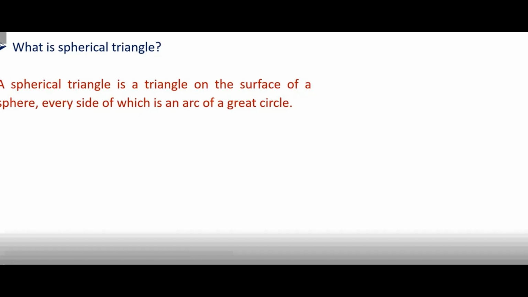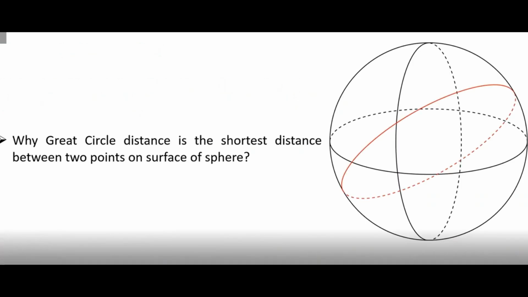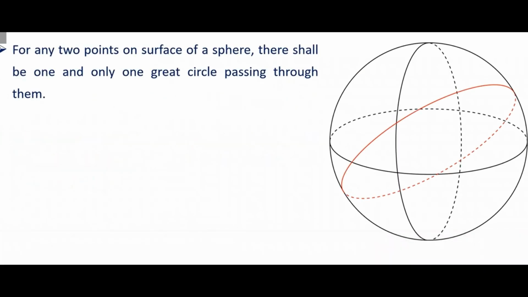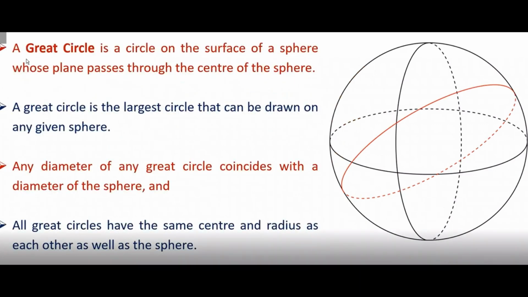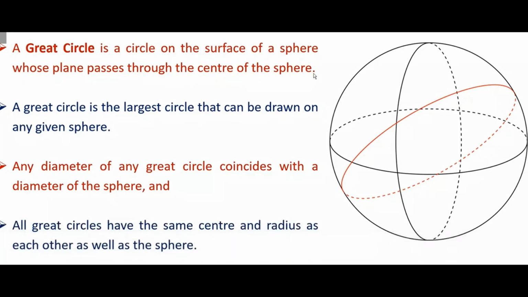If you have your notebooks, the first thing I would like you to write down is this particular sentence. A great circle is a circle on the surface of a sphere whose plane passes through the center of the sphere. If you wish, you can note it down in your notebooks, or if you want to take a screenshot and save it on your device, it's fine with me. Just let me know once you have done.